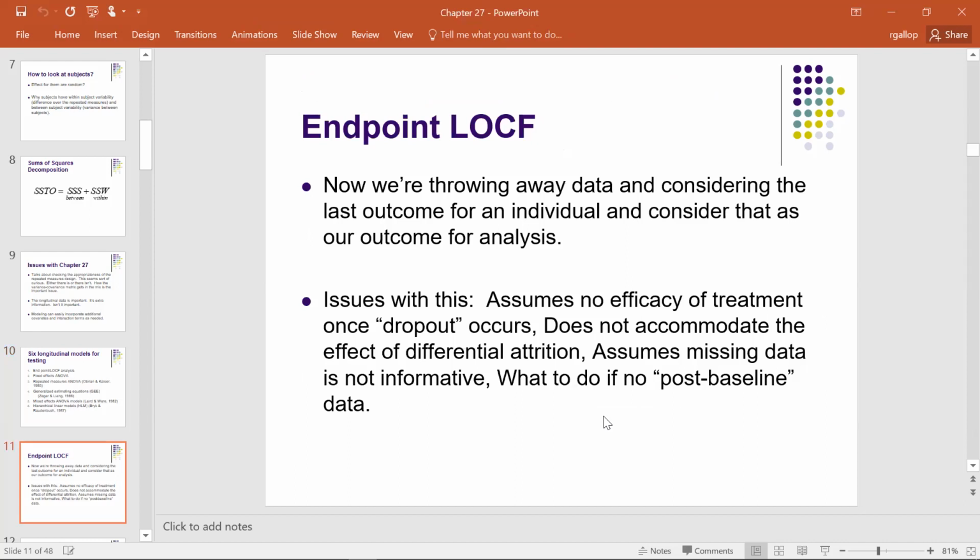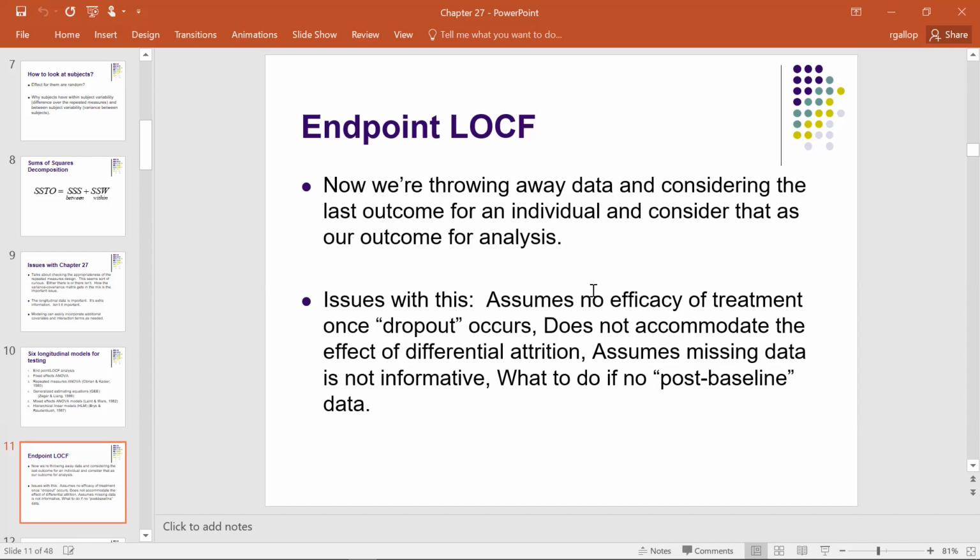The endpoint, often called endpoint or LOCF, stands for last observation carried forward. In analyzing repeated measures data, for the longest time people would go this route. The big thing with that is, if you have repeated measures data, we're throwing away so much data. We're considering the last outcome for an individual as our outcome of the analysis. Well, what if there's a differential timing of that last time point? So in this case, the endpoint LOCF seems a little flawed.